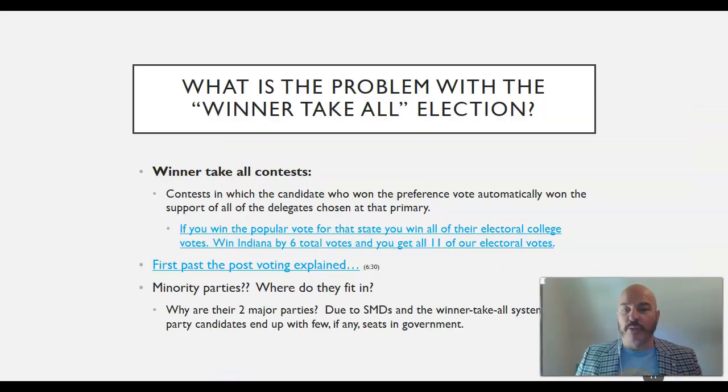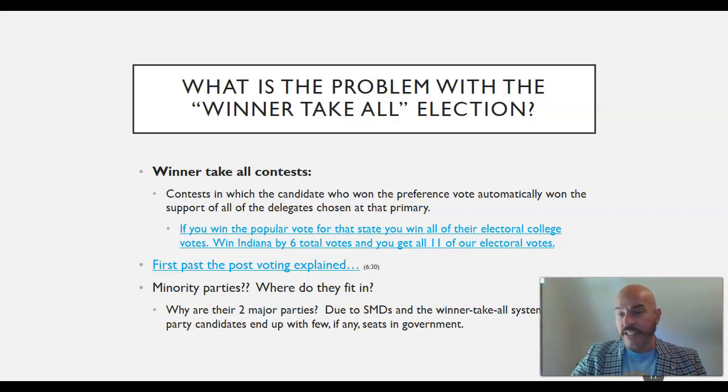What's the problem with the winner take all? We're going to talk a lot more about this, but this is a contest, as I mentioned. If you win 50% plus one of the votes, you are going to win those electoral college votes. If you win the popular vote, you win all the electoral college votes. In Indiana, you could win by 6 total votes, but you're going to get all 11 electoral votes. And we will talk about this and watch a clip.